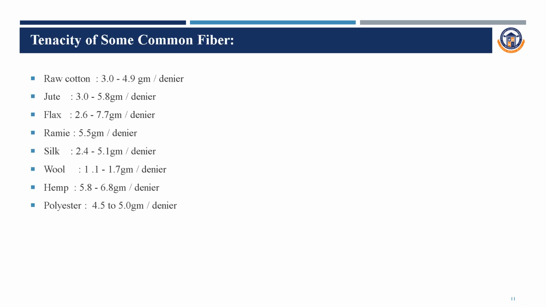Next we discuss the tenacity of some natural and man-made fibers. Polyester has very high tenacity among man-made fibers. In natural fibers, hemp and ramie have a very high tenacity.